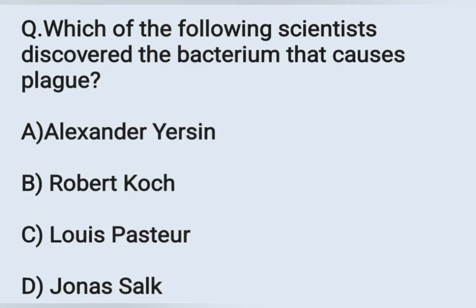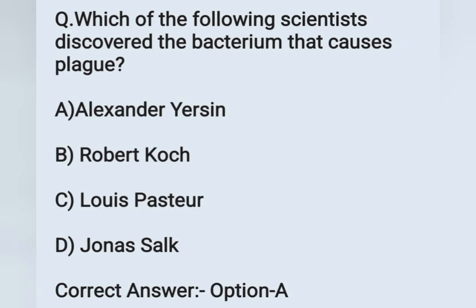And the next question is, which of the following scientists discovered the bacterium that caused plague? Options: Option A, Alexander Yersin. Option B, Robert Koch. Option C, Louis Pasteur. Option D, Jonas Salk. Question: who discovered the bacteria that cause plague? It is Alexander Yersin. The causative organism of plague is Yersinia pestis. Okay, so here the correct answer is option A.